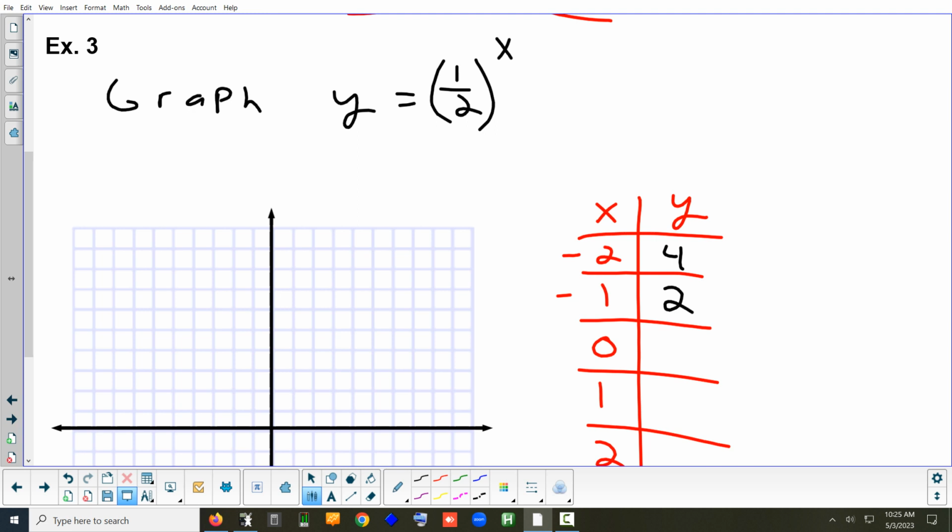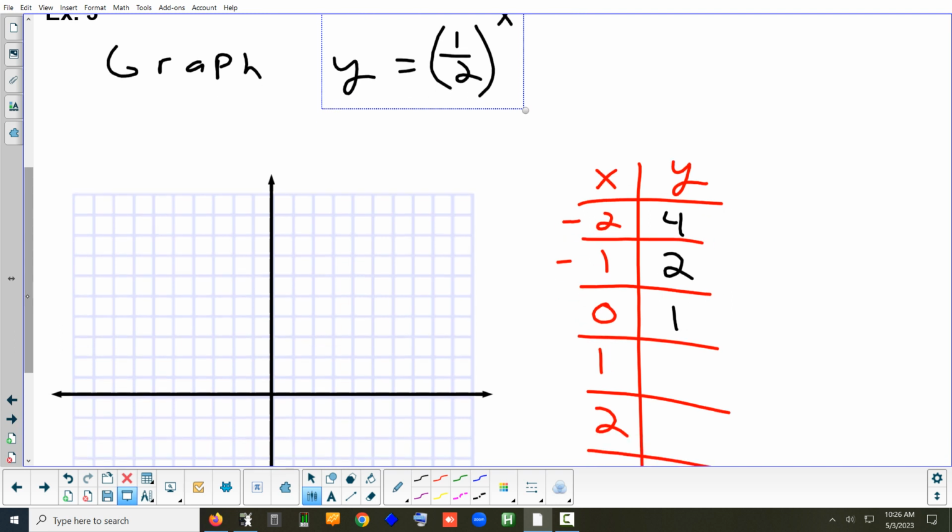Okay, how about 0? We shouldn't need a calculator for that one. Anything to the 0 power is what? 1. It's always 1. And if you look at the y values, you can kind of start to see a pattern as to what's happening. Okay? You're multiplying by half each time. So it's getting half as big as it was.